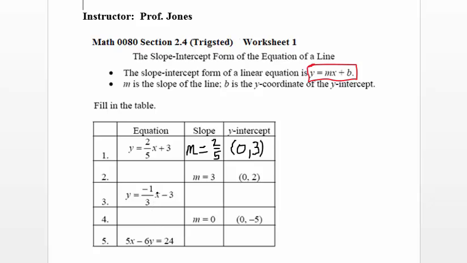Now in the second line, I'm given the slope and the y-intercept, and I need to give the equation. So y equals the slope, which is 3, times x, plus the y-coordinate of the y-intercept, which is 2.